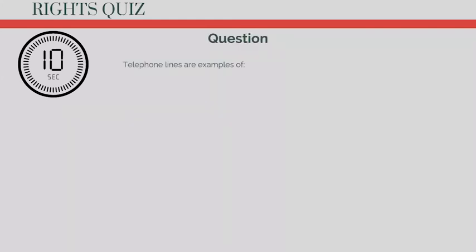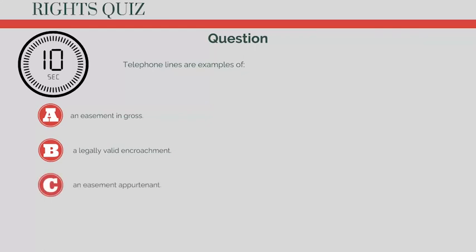Telephone lines are examples of A. An easement in gross, B. A legally valid encroachment, C. An easement appurtenant, or D. A non-revocable license. A. An easement in gross.